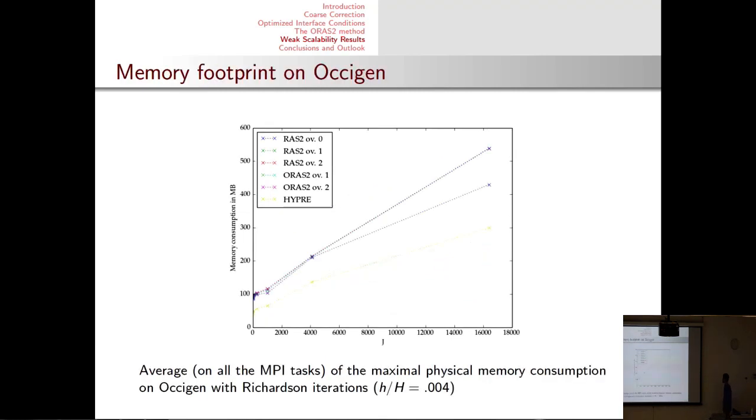My last plot will be about the memory footprint on the Occigen machine up to 16,000 cores. And here, this is for the RAS. You can distinguish between the different overlaps. So this is the RAS, this is the ORAS, and this is hyper. So clearly hyper has a smaller memory footprint.